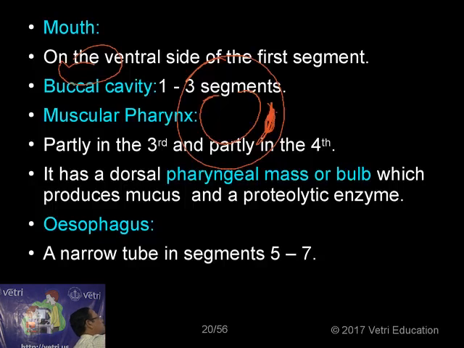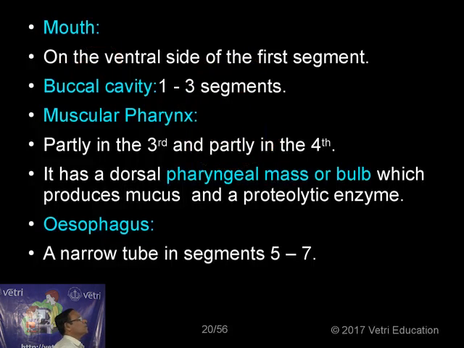We have some more structures you have to know. Now, you have to know the various regions of the body. The mouth is located on the ventral side of the first segment. So, mouth, first segment, ventral side. Now, the buccal segments are 1 to 3. The buccal cavity is present in segments 1 to 3.